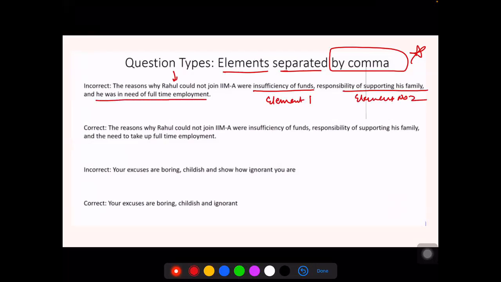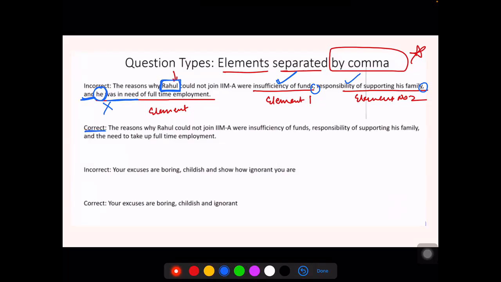and he was in need of full-time employment, this is element number 3. The elements are separated by commas. You can see the commas here, a comma here, a comma here, and there's an 'and' conjunction. Now you can see they're talking about the insufficiency of funds, which is a parallel structure with that of, he's using a pronoun, he was in need of full-time employment. This is a wrong sentence because we already talked about Rahul at the very beginning of the sentence. We don't have to use the word he again and again in one sentence.